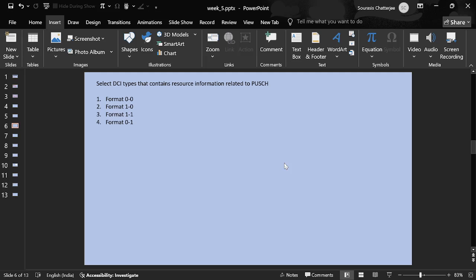So about this one, what should be the DCI type that contains resource information related to the physical uplink shared channel? Format 01. Yeah, it's both actually format 01 and format 00, whereas format 10 and format 11 are for PDSCH.